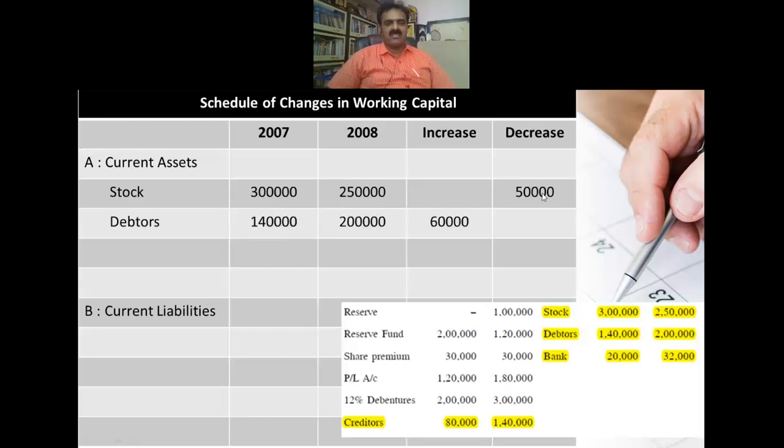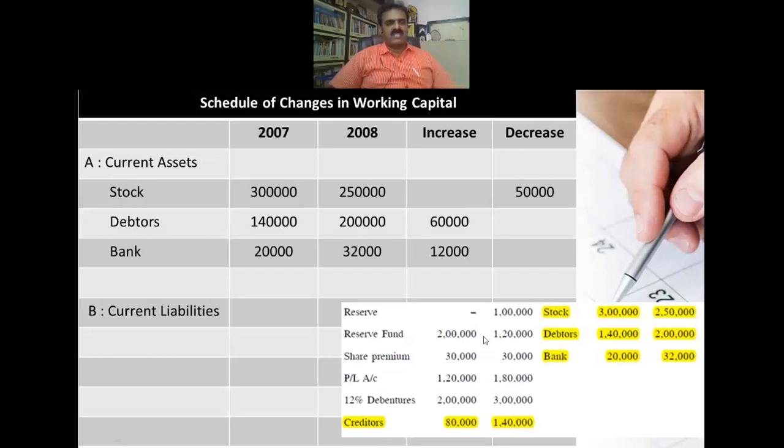Similarly, debtors value is increased. Opening value is 1 lakh 40,000, closing value is 2 lakhs. It is increased by 60,000. And third is the bank value. Bank value is increased by 12,000. That is, the opening value is 20,000, closing value is 32,000. Therefore, it is increased by 12,000.